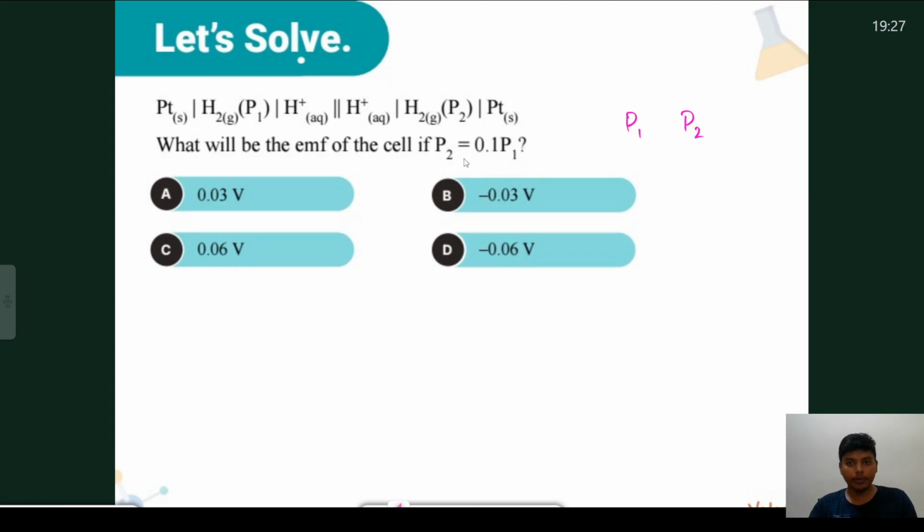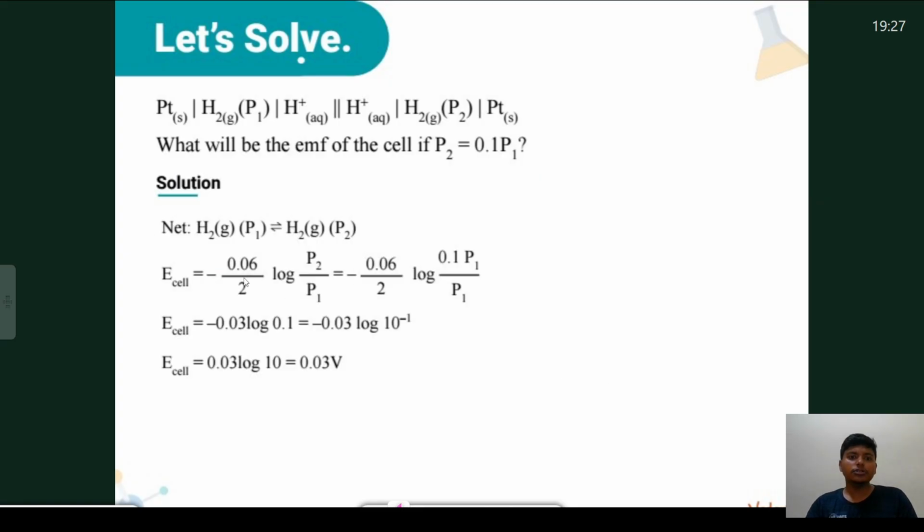P1 is equal to 10 into P2, right? So if P1 is more, obviously the E value will come positive. Yes or no? Simple. So the positive value, automatically option B, option D gone. Now what is the value? 0.03 or 0.06 that you need. Yes, 0.03. Clear? So 0.06 by 2 log P2 by P1.